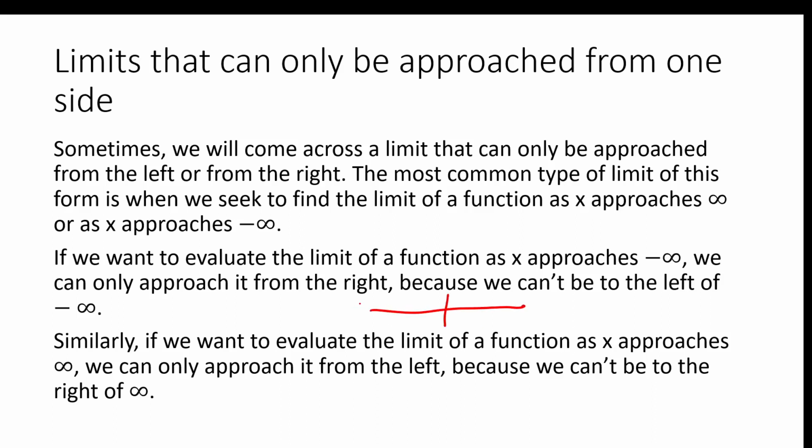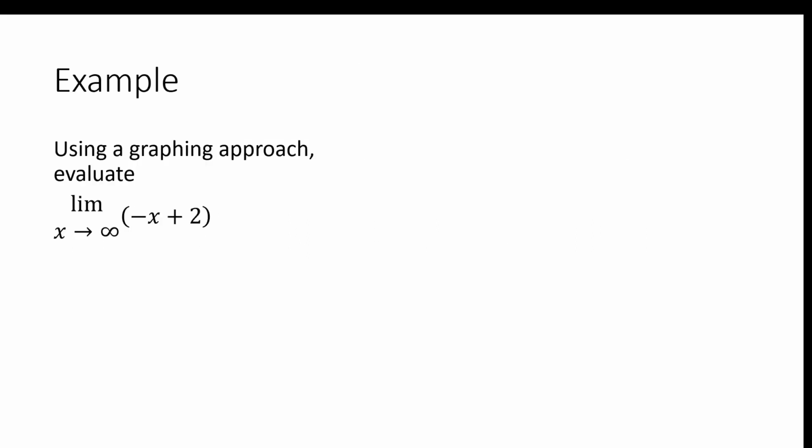If I'm saying to you x is approaching negative infinity, that's way out here to the far left. Well, I can't be to the left of negative infinity. I can only be to the right of negative infinity. So I can only approach negative infinity from the right. And similarly, I can only approach positive infinity from the left. Positive infinity is to the far right. I can't be to the right of positive infinity. I can only be to the left. So it's something you'll get used to as you do a few examples.